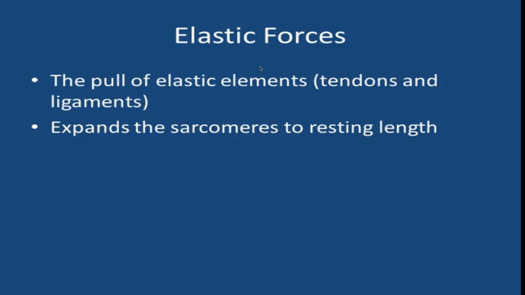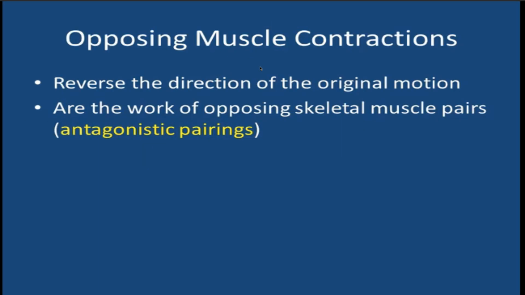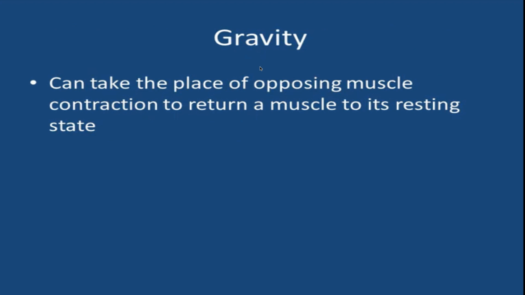Elastic forces are the pull of the elastic elements returning to normal length. Opposing muscle contractions reverse the direction of the original motion and the work of the opposing muscle pairs. And gravity can take the place of opposing muscle contractions to return a muscle to its resting state.